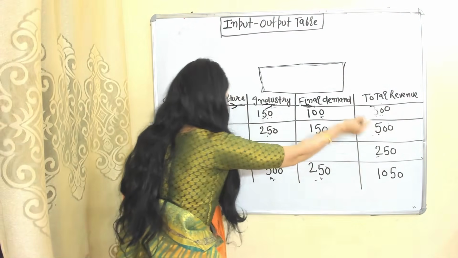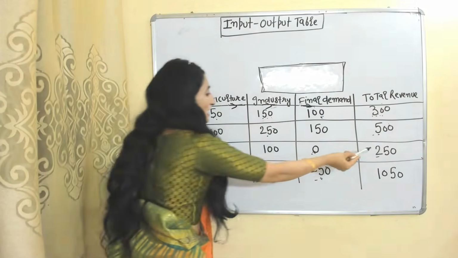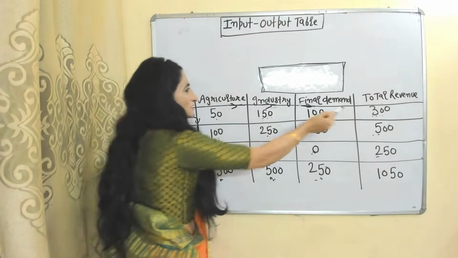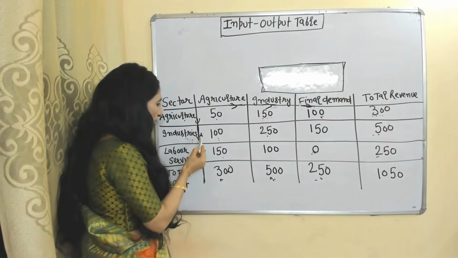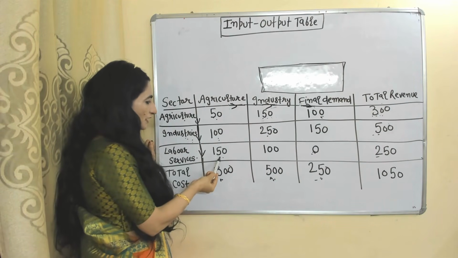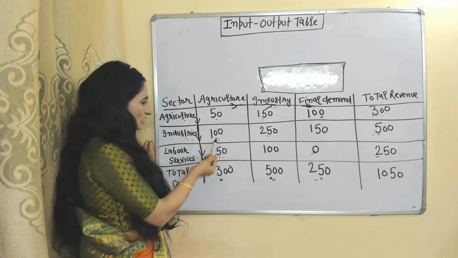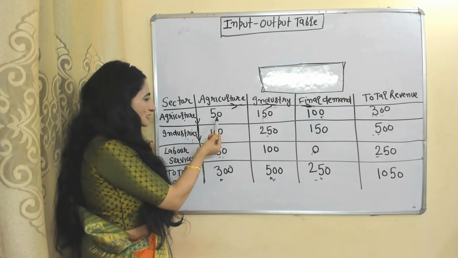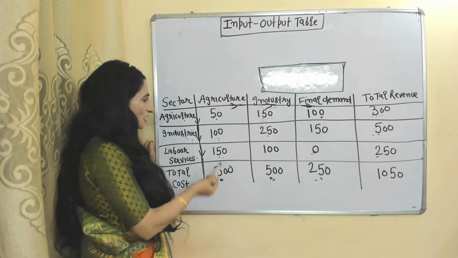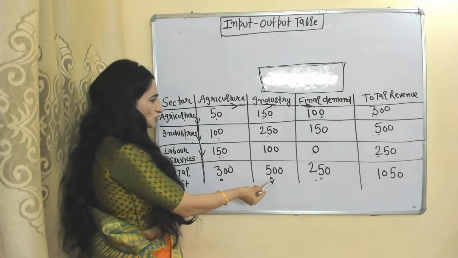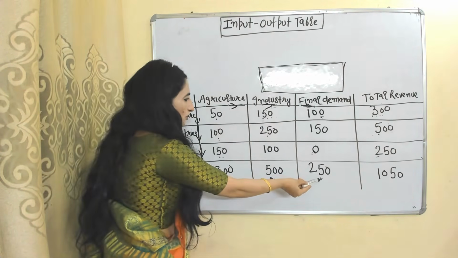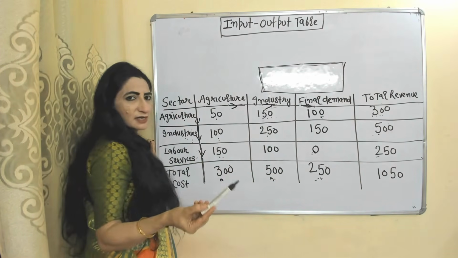Similarly, this is the total revenue generated by the industrial sector, and this is the total income earned by labor. So row-wise you can see total revenue and column-wise you can see total cost. The agriculture sector pays labor 150 rupees, pays the industrial sector 100 rupees, and pays itself 50 rupees, and this is the total cost borne by the agriculture sector. Similarly, this is the total cost borne by the industrial sector, and this is the total cost borne by labor.